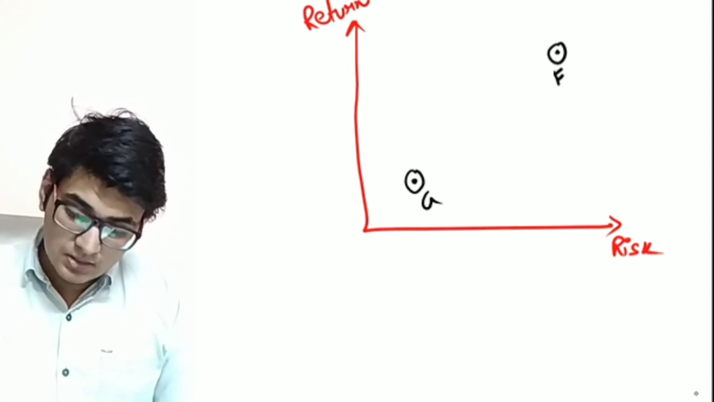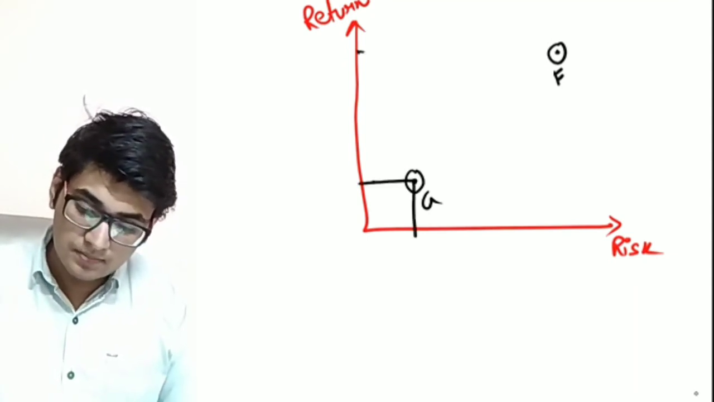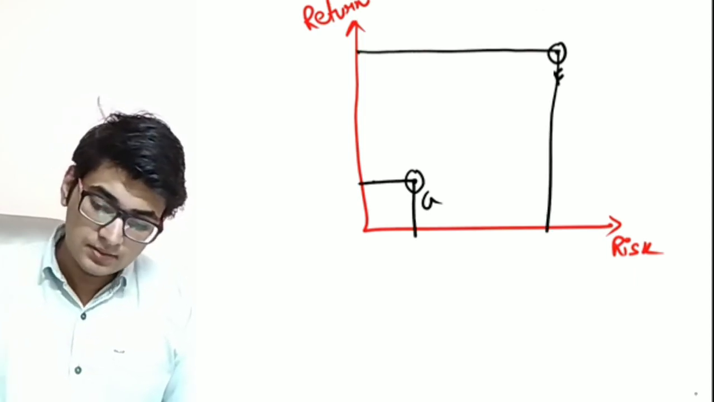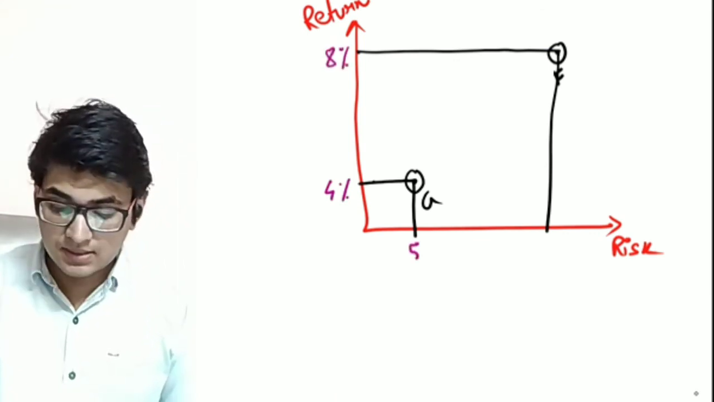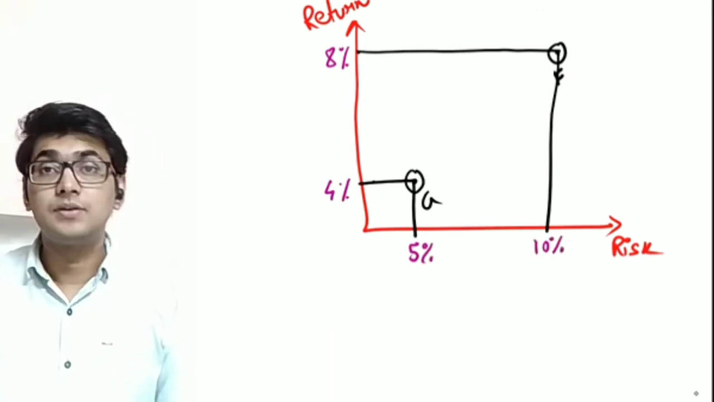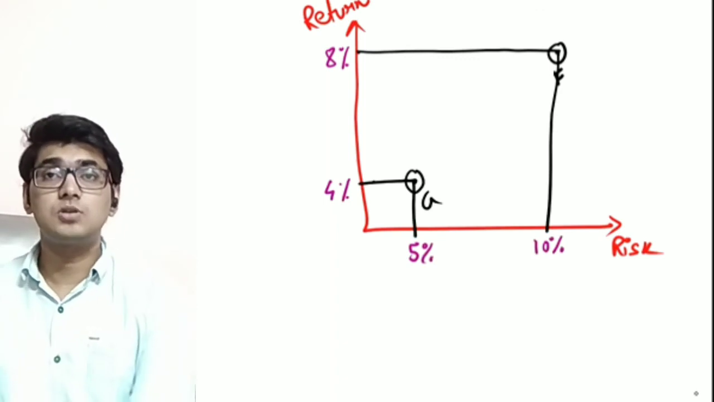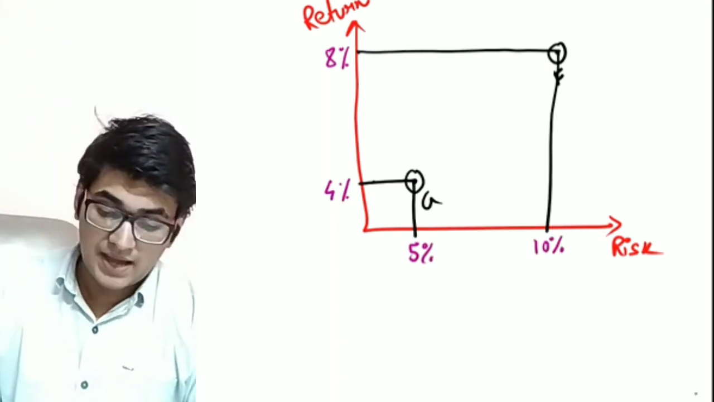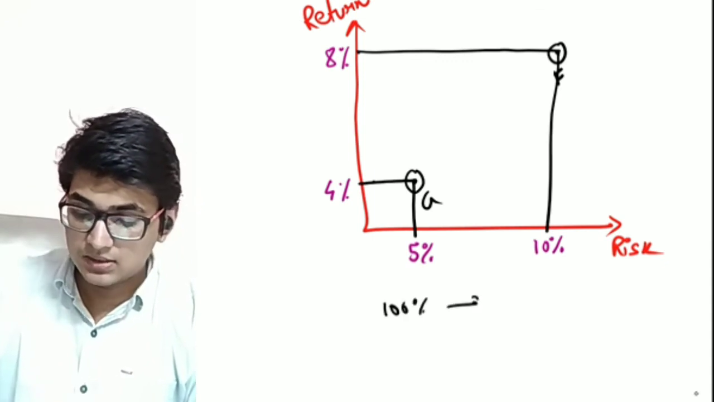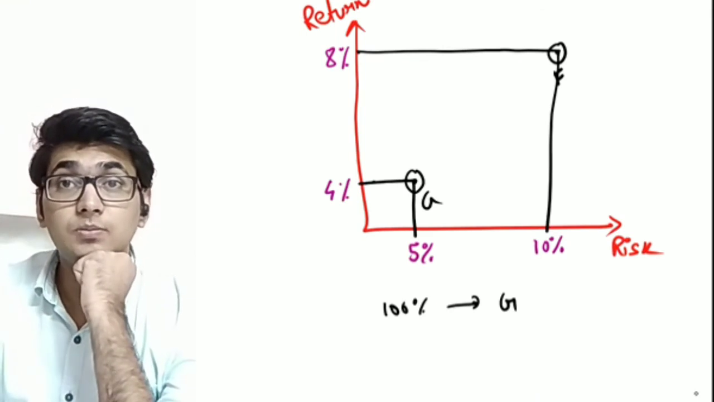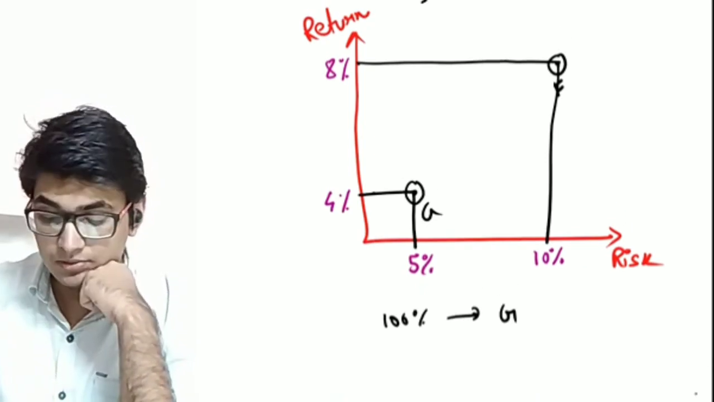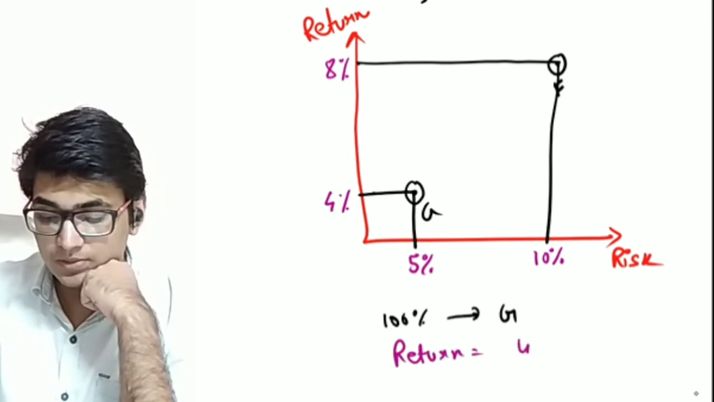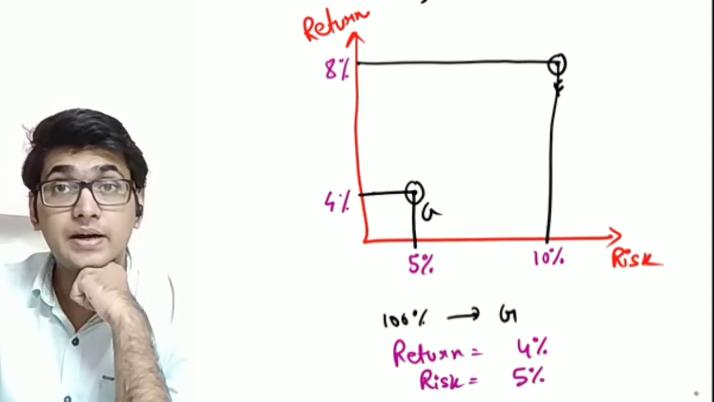Now, suppose you look at this part. This is giving me the return of 4%. This is giving me the return of 8%. This is giving me the risk of 5%. This is giving me the risk of 10%. So now there is one possibility. What's that possibility? I can invest 100% of my money in G. Then what will happen? What will be my return and what will be my risk? In this scenario, my return will be 4%. My risk will be 5%. Clear? Are you getting my point?